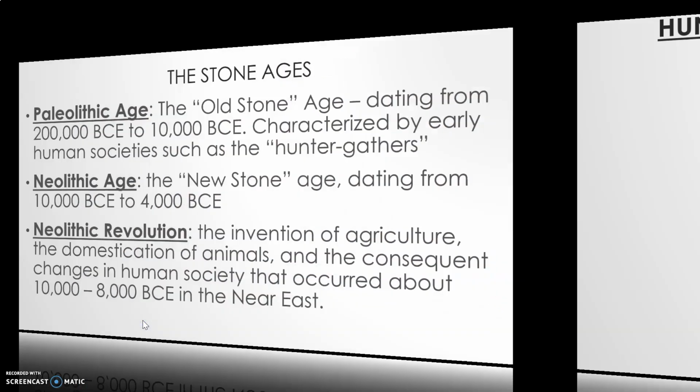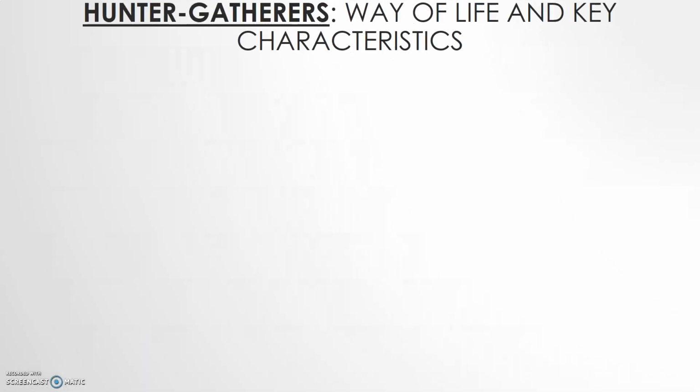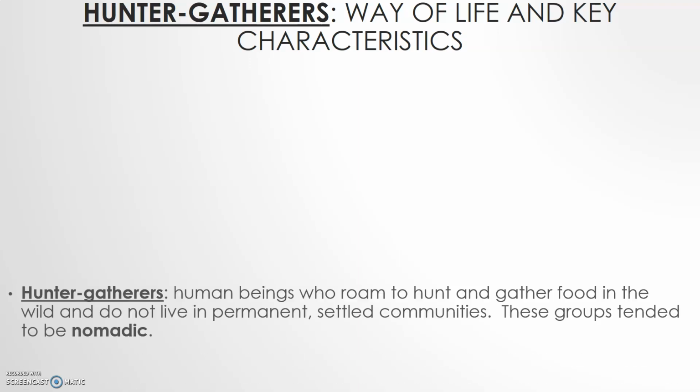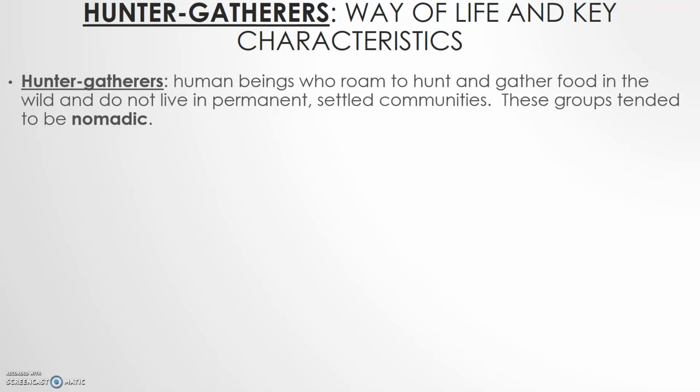So let's look going forward here. Some more. So who were the hunter-gatherers? Hunter-gatherers really, again, they're Paleolithic, Stone Age, Old Stone Age peoples. So what were their way of life and key characteristics? So what was it like to be one of these people? So hunter-gatherers are any humans that hunt and roam for food, right? They gather food in the wild and they hunt animals, right? There's no permanent settled communities. They tend to be nomadic, moving around. Following the food sources, the animals.